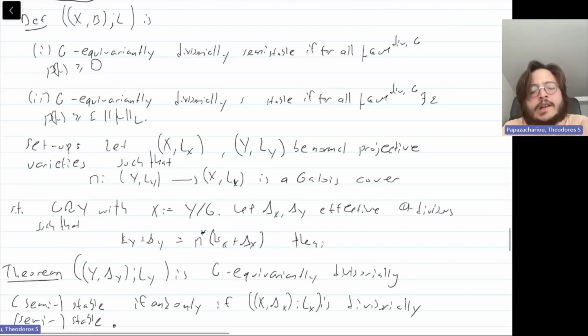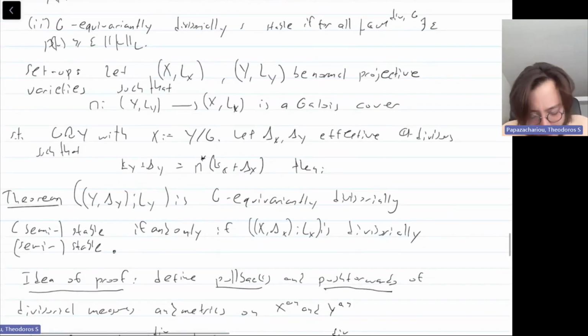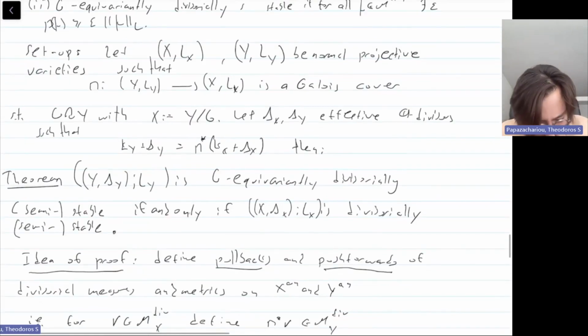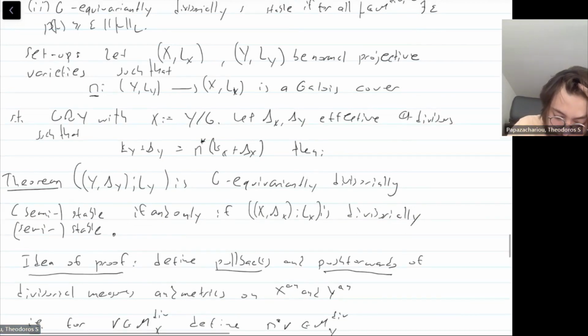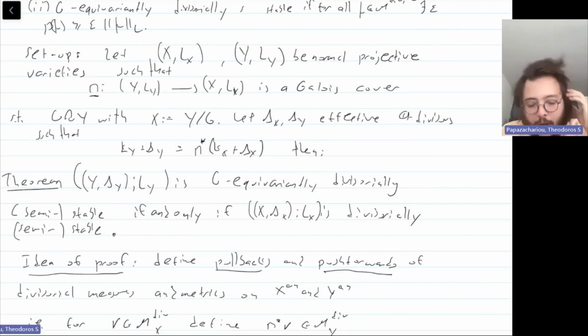It's essentially the same definition, but broken down into G-equivariant terms. So the setup for this result is the following. I'm considering two normal projective varieties with two different polarizations, so I have (X, L_X) and (Y, L_Y). And the one thing I require is that I have a map π from (Y, L_Y) to (X, L_X), which is a Galois cover.